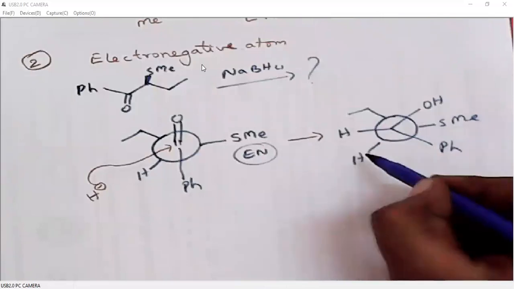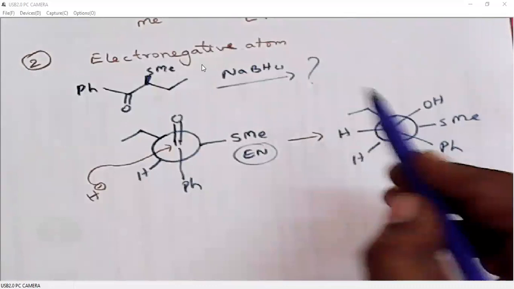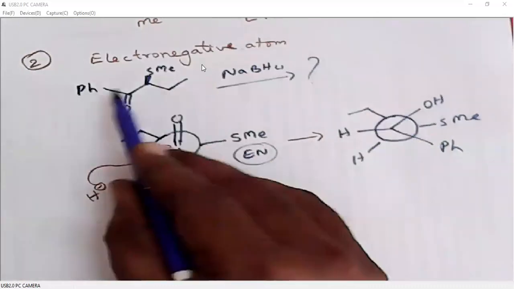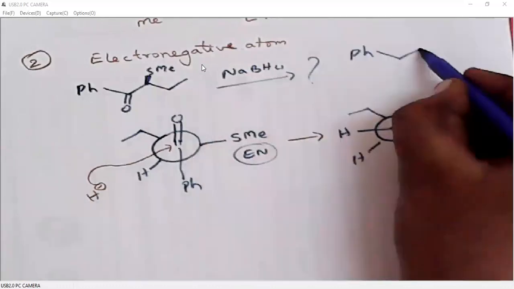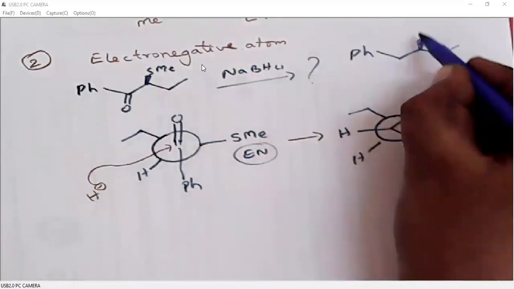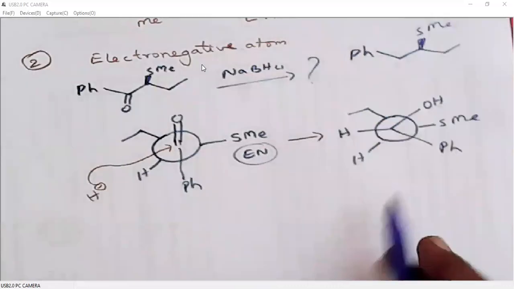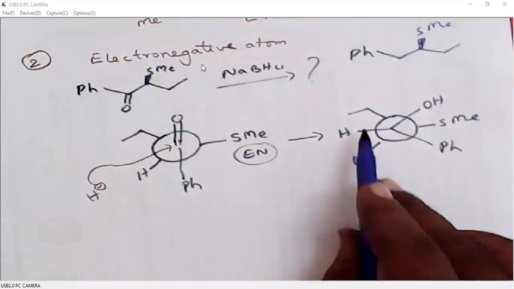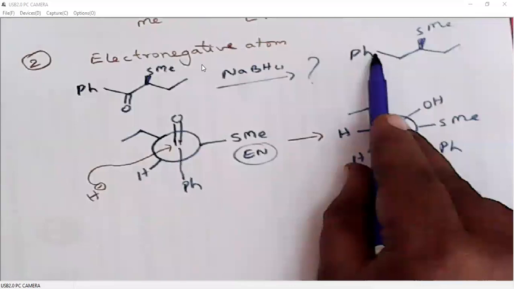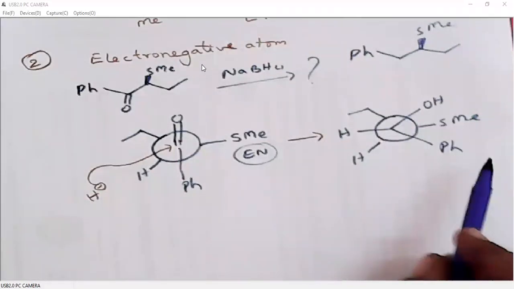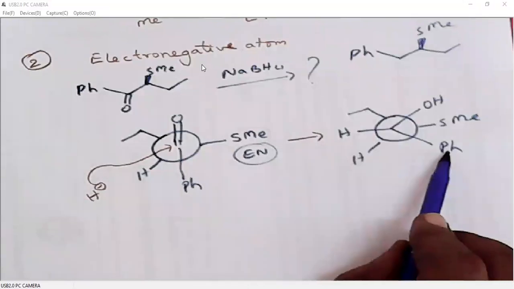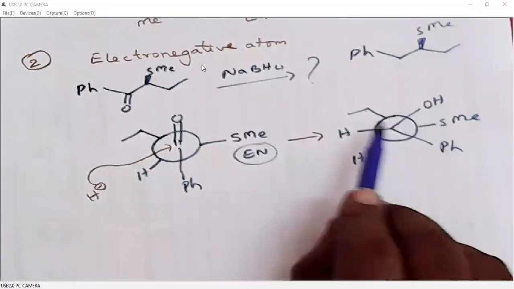Now, in the product, phenyl and ethyl both are in the plane. That means they must be anti to each other in the Newman projection. Yes, here you see the ethyl group and phenyl group both are anti to each other.